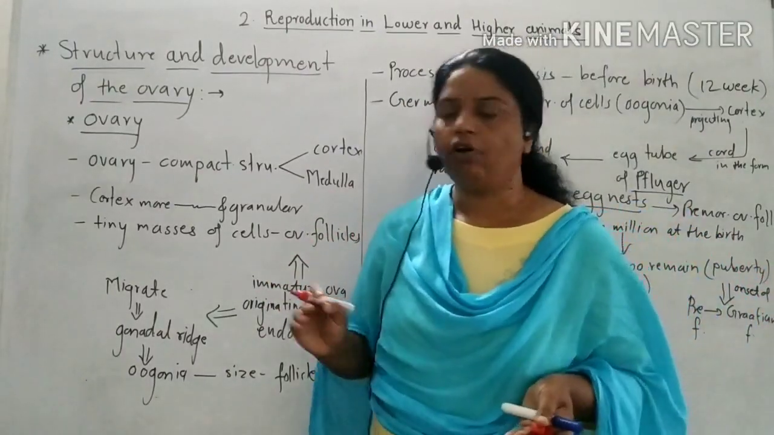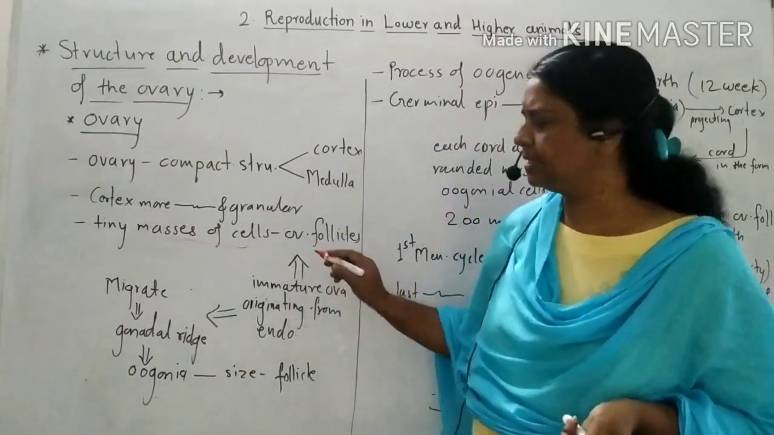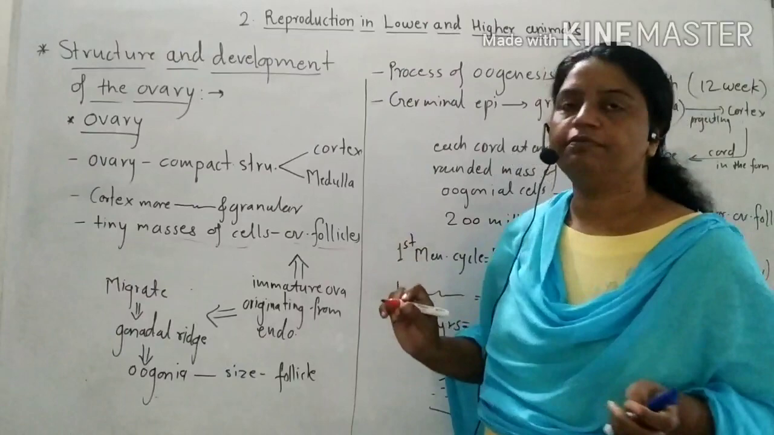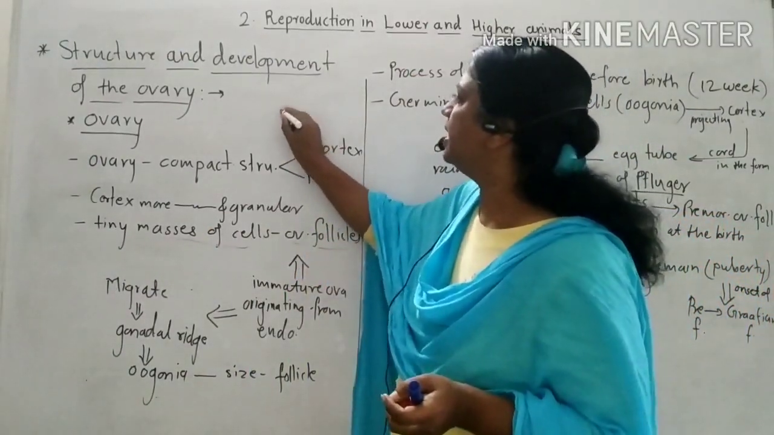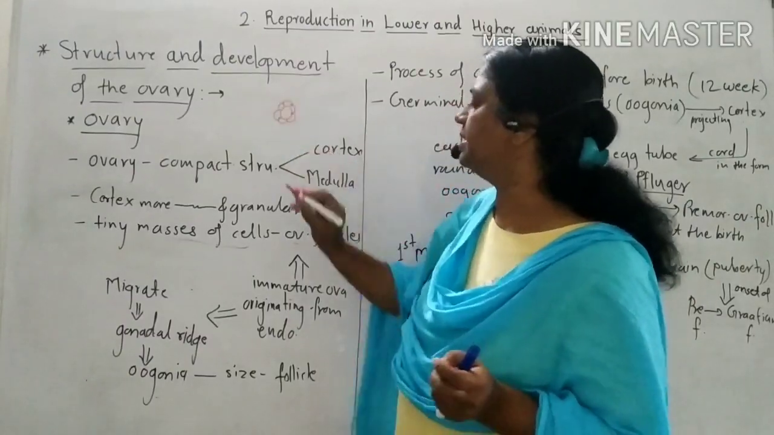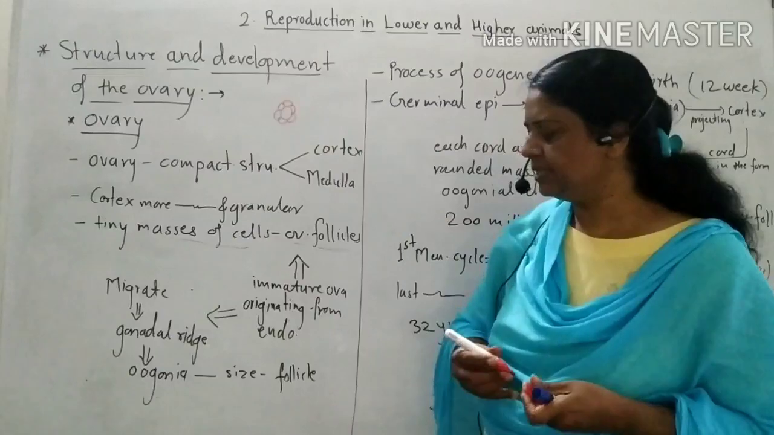How is the cortex formed? The cortex is formed from tiny masses of cells called ovarian follicles. Small tiny masses, with a central cell which is surrounded by a number of cells. These tiny masses of cells are called ovarian follicles.